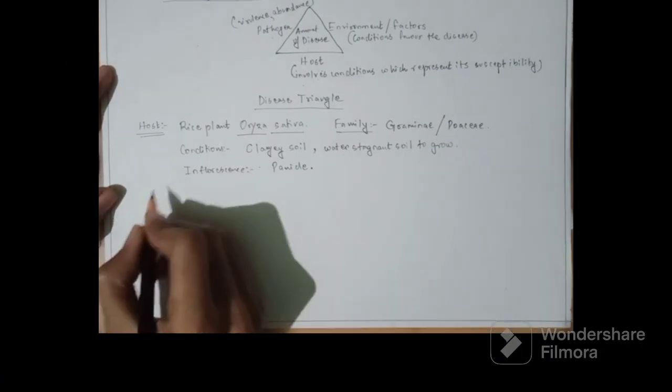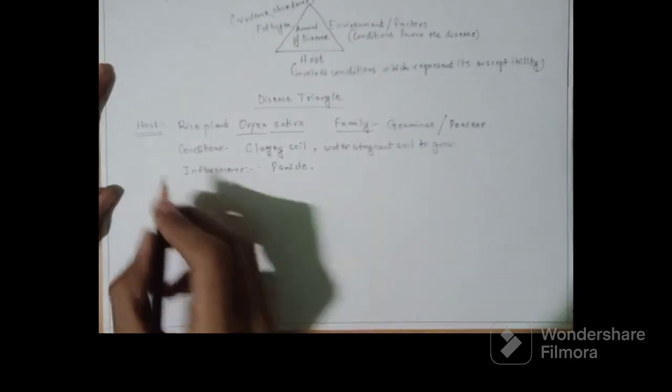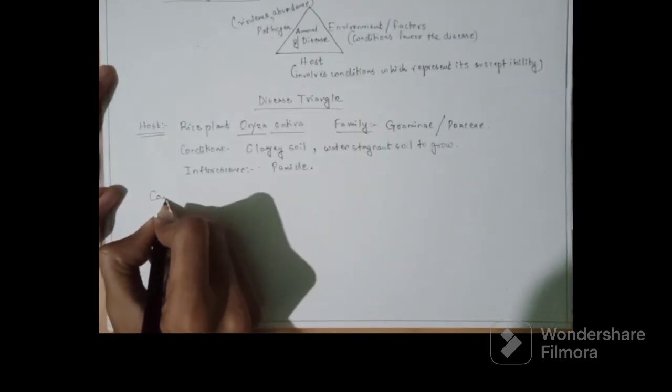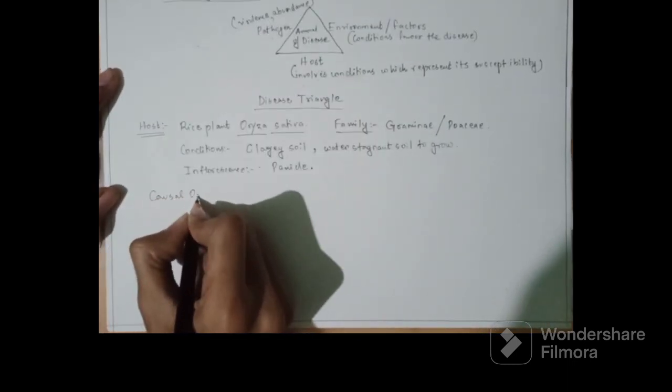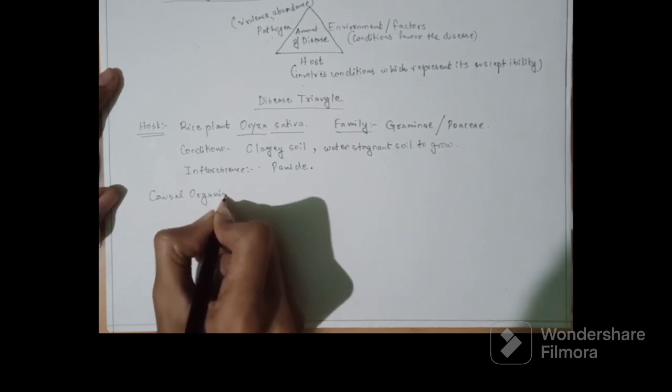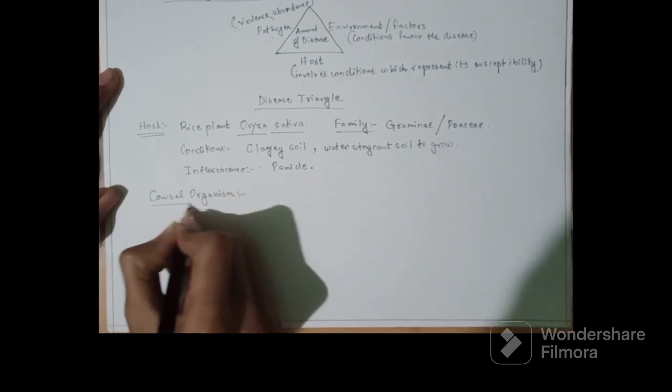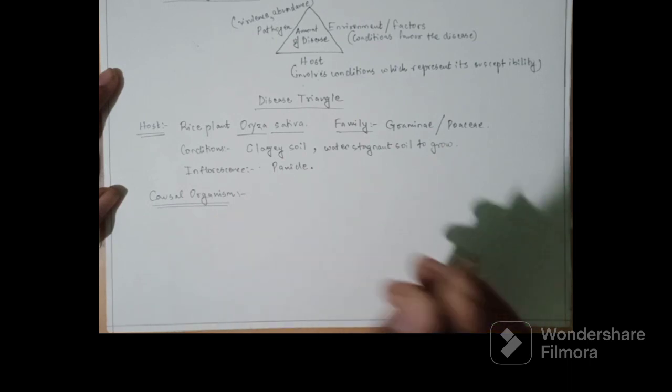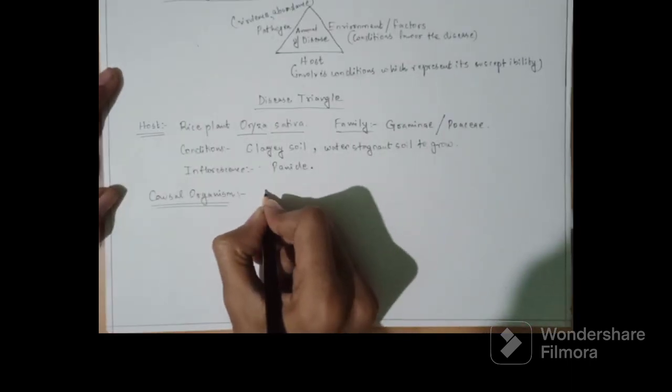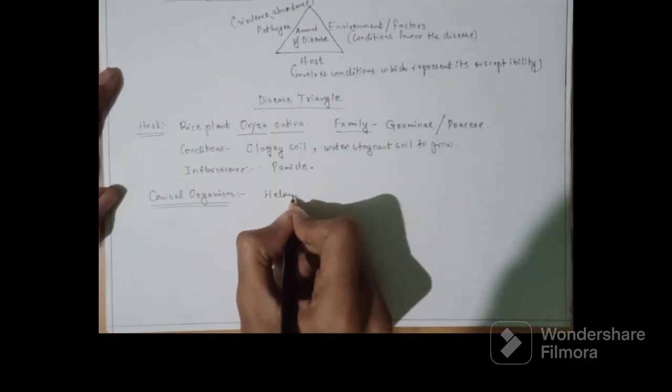Now coming back to the second factor of a disease, the causal organism. Now the causal organism is Helminthosporium oryzae.